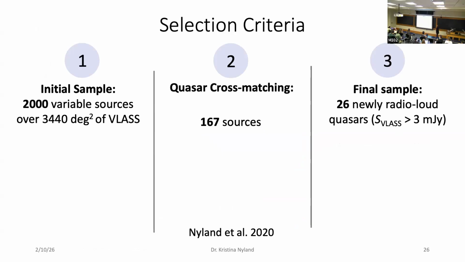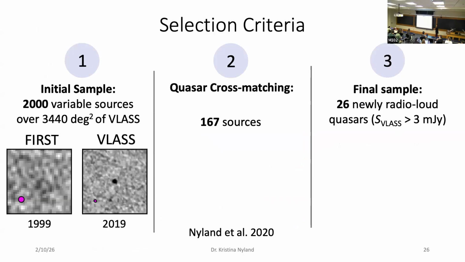I don't want to take too much time on this slide, but I want to tell you a bit about the selection criteria that we applied to get a sample of candidate newborn jets. So we started with a couple thousand variable sources over a portion of the VLASS epoch 1 and FIRST overlap, a few thousand square degrees.